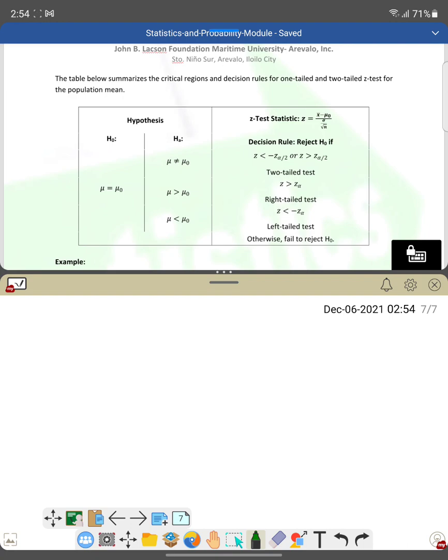So what happened here is that, depending on the alternative we use, the part below shows the decision rule, which shows when we are going to reject the null hypothesis.